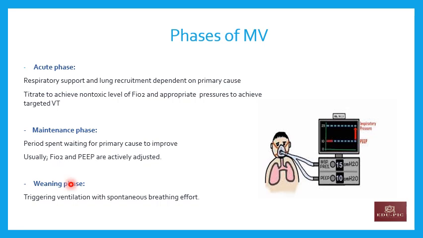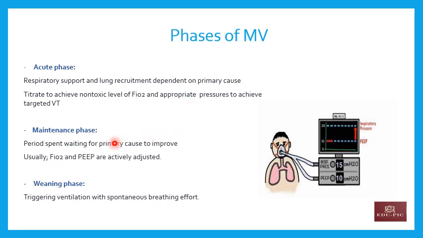Moving forward, now the patient is intubated and started on mechanical ventilation. Once the patient is started on ventilation, the patient goes through the following phases. The first phase is the acute phase, where we are trying to achieve optimum parameters on the mechanical ventilation to support the lung and improve lung function, such as lung recruitment, depending on the primary cause. We're targeting a non-toxic level of FiO2 with appropriate pressure to achieve a targeted tidal volume.